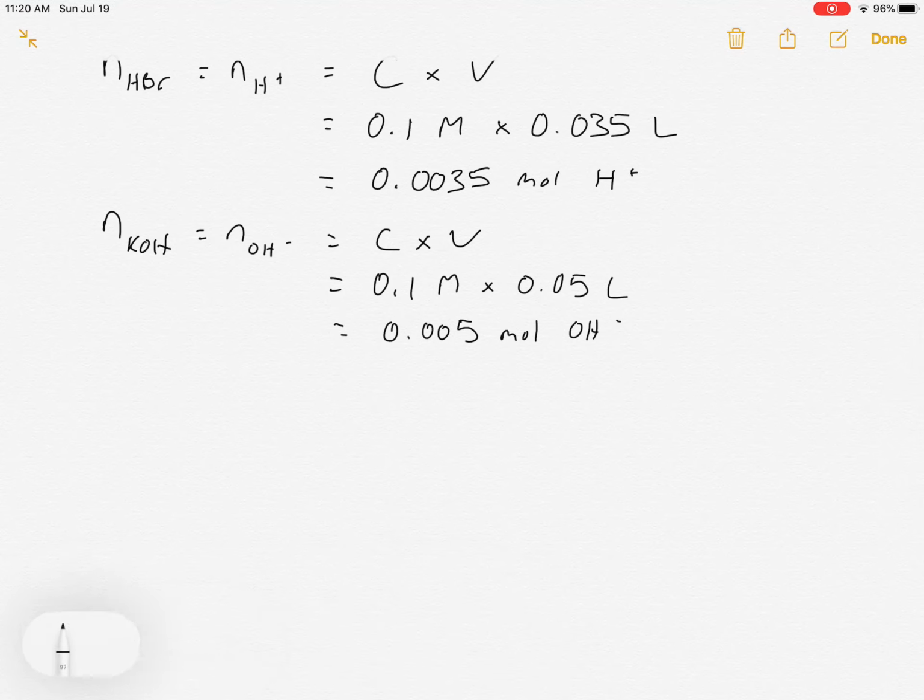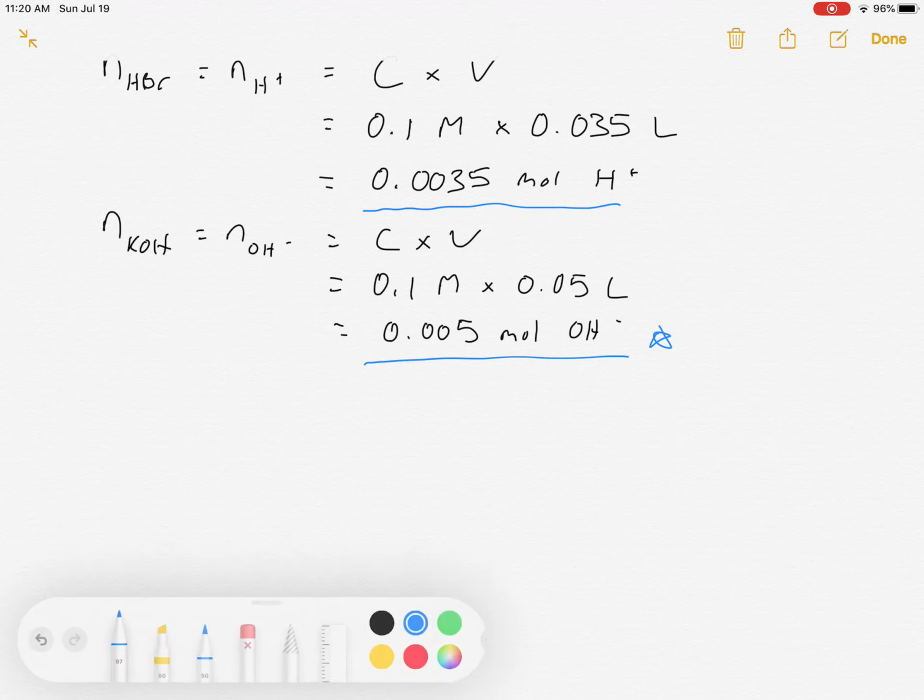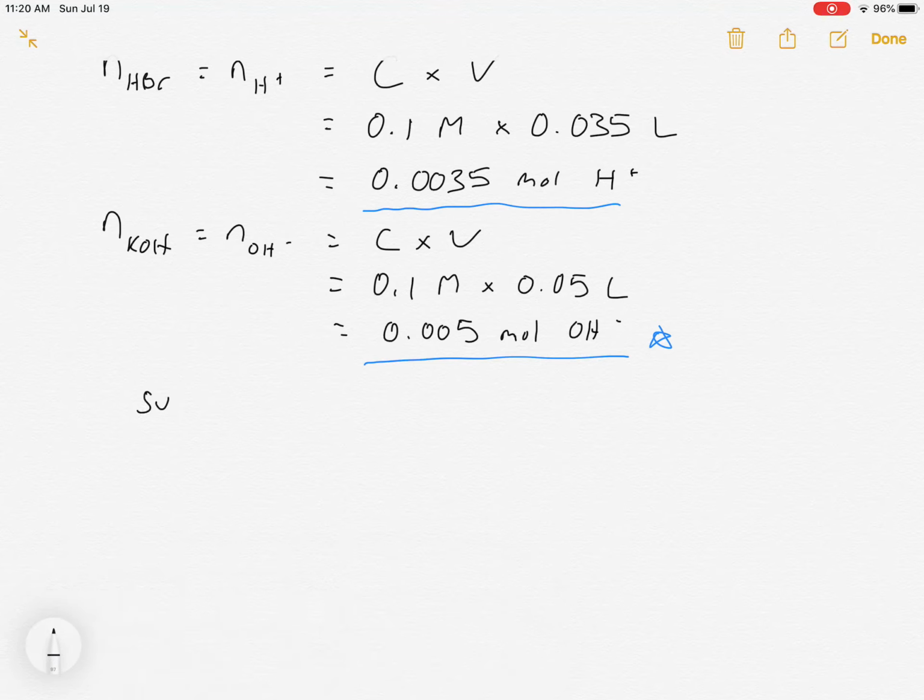Now, I have the moles of hydrogen ions and the moles of hydroxide ions. And right now, all I'm going to do is look at these to see which one has more, because that's going to tell us what ends up being in excess at the end of the partial neutralization. When I compare these, I see that there are more moles of hydroxide ion than hydrogen ion. Right? So I can see there's a surplus, or excess, of hydroxide.